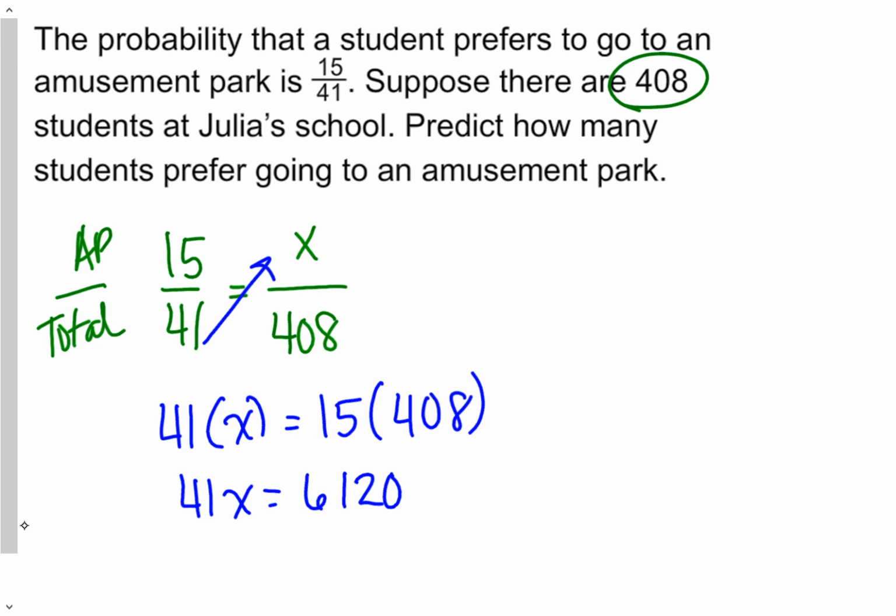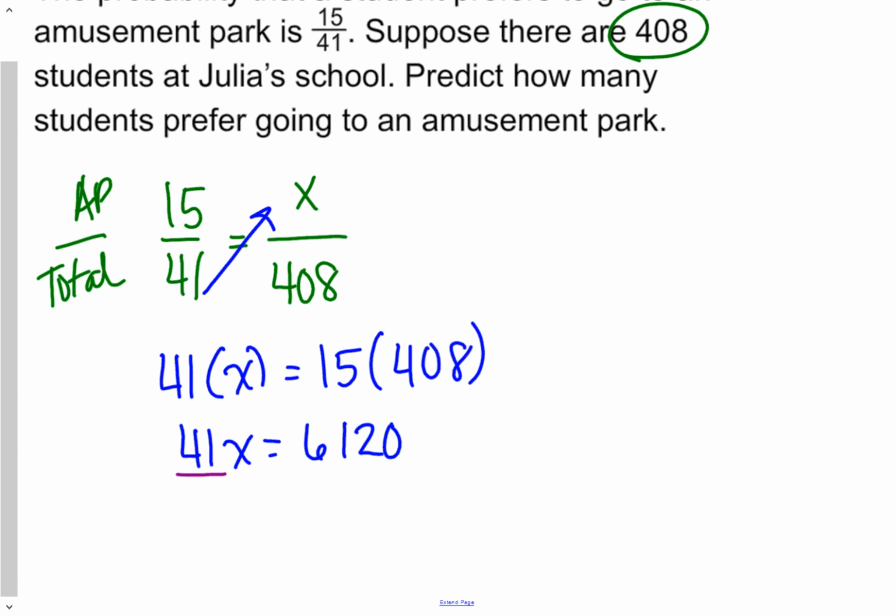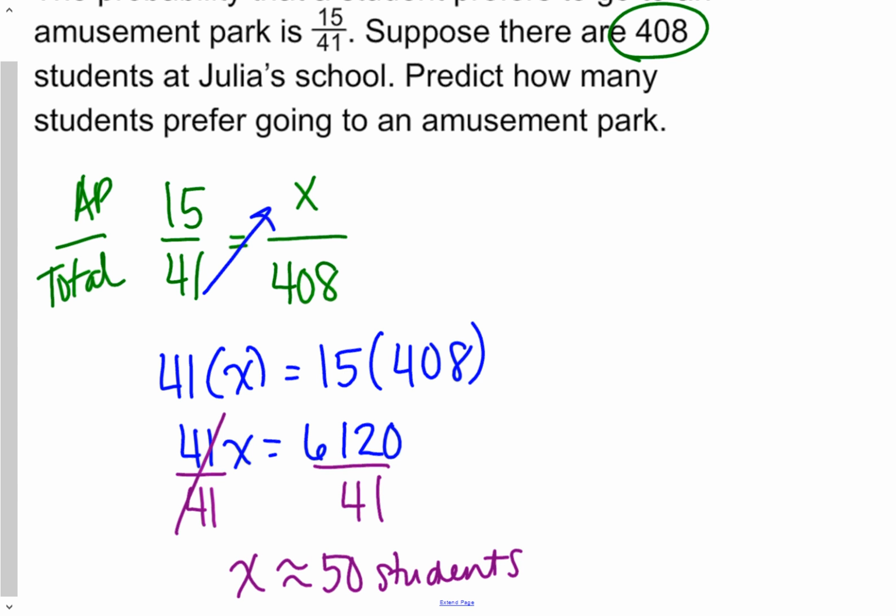6,120. Now we're going to solve this one-step equation by dividing by 41 on both sides. And we're going to get x equaling just about 50. Okay, so 50 students. It ended up to be something like 149.2 or something like that. I'm sorry, 49.2. So we're going to say that this is just about 50 students.